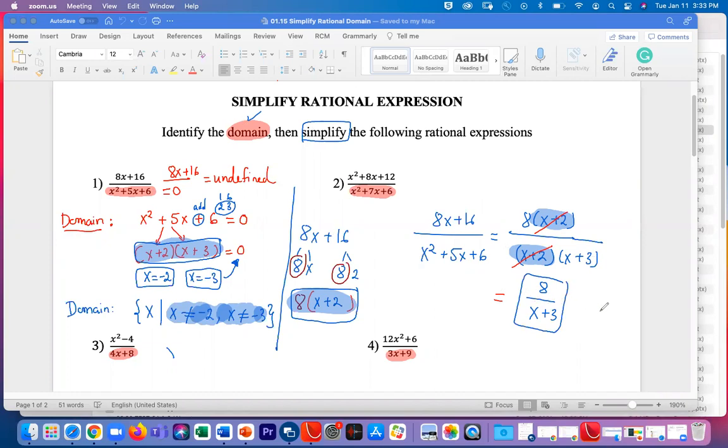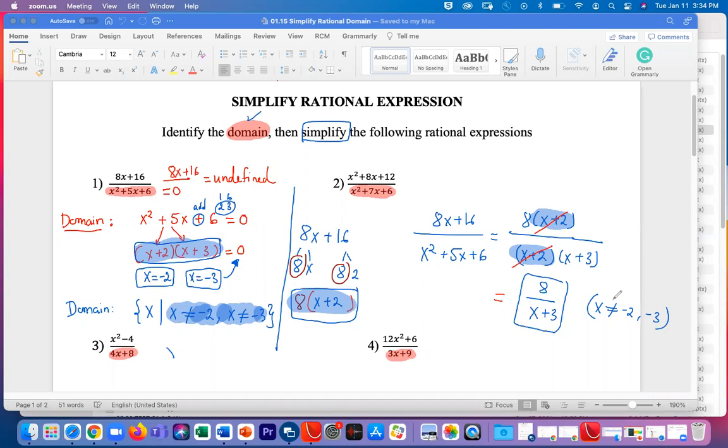And this is called the simplified version, because coming from something so complicated, you have this. And don't forget to write the domain. The domain is x not equal to what number? What number is not good? x not equal to -2 and x not equal to -3. This is the domain, okay? That is the condition of that. So this is how you simplify a rational expression.